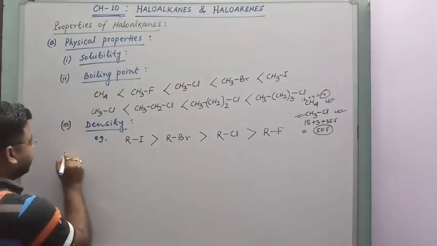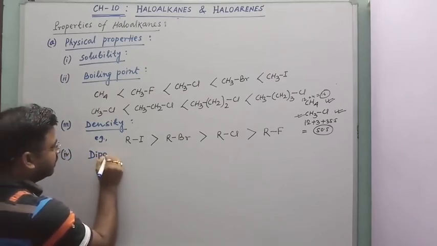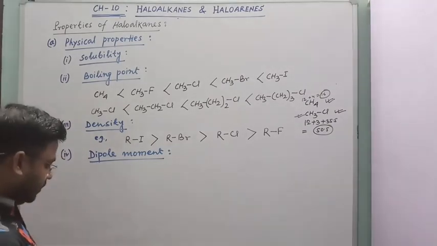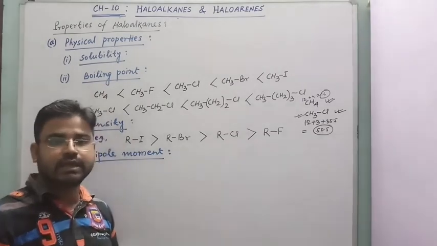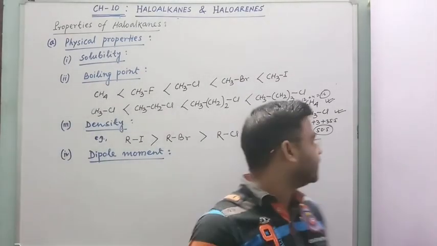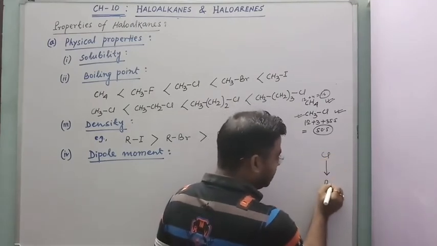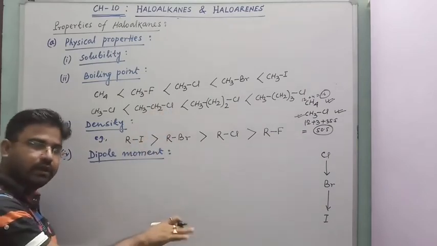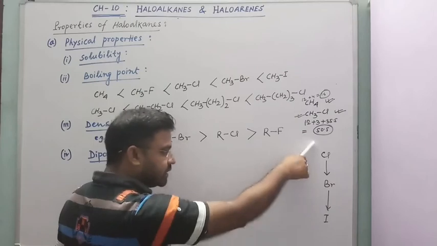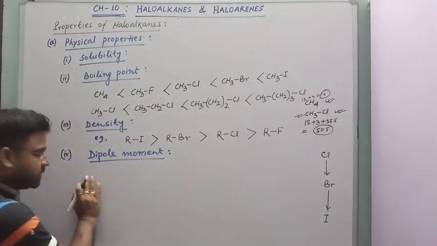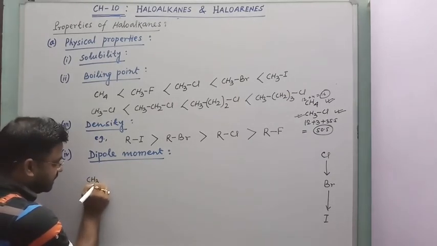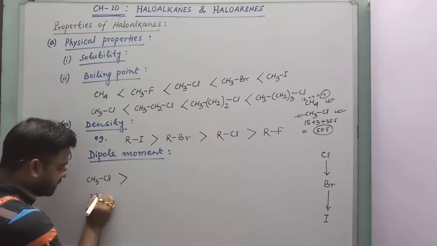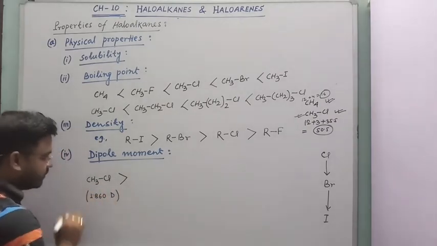Number 4, dipole moment. Dipole moment of haloalkanes decreases as the electronegativity of the halogens decreases from chlorine to bromine to iodine. So dipole moment value of haloalkanes decreases as the electronegativity of halogens decreases down the group. So see, this is very important. Chloromethane CH3Cl has highest dipole moment and dipole moment value is 1.860 debye.